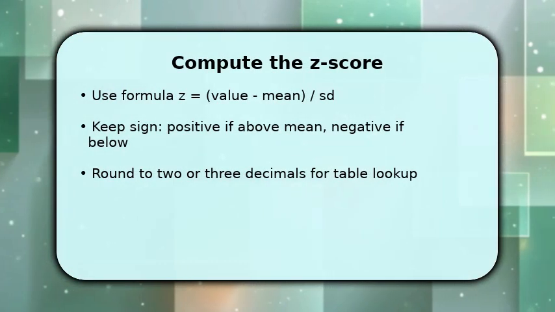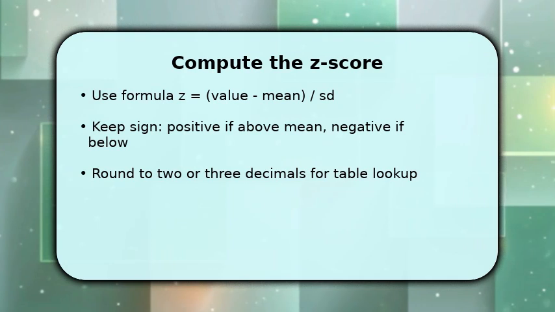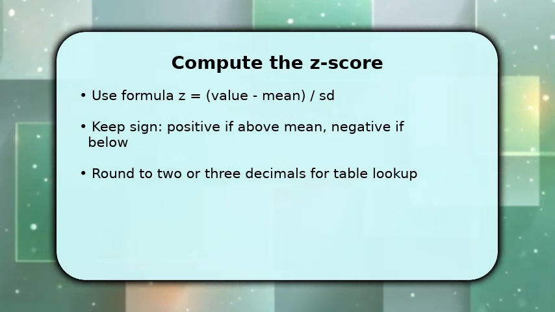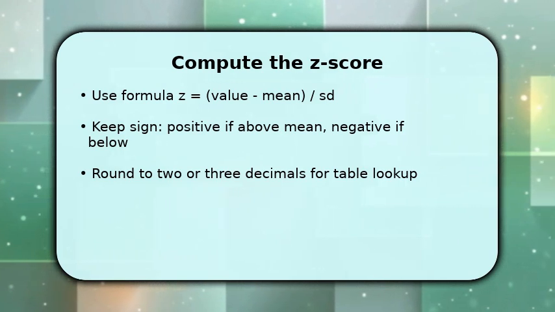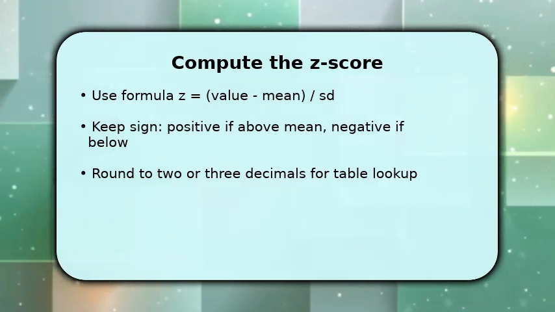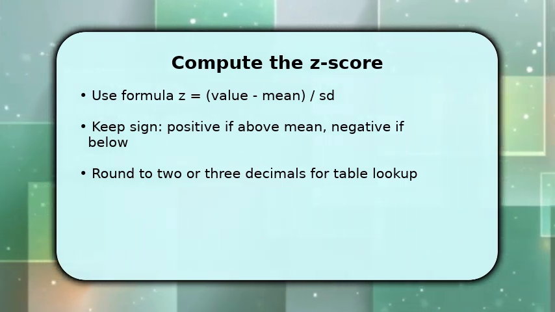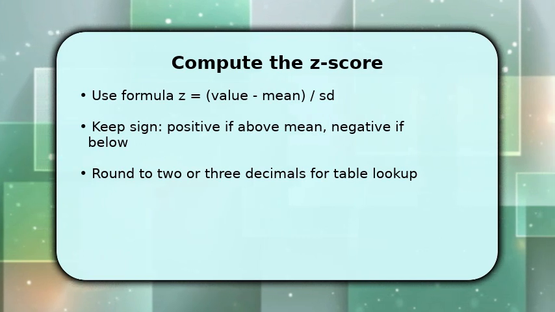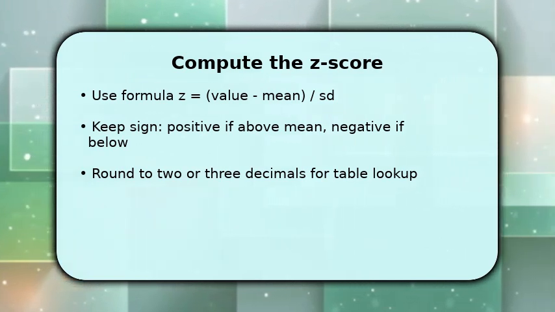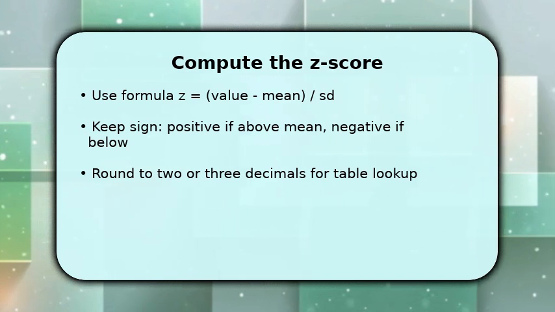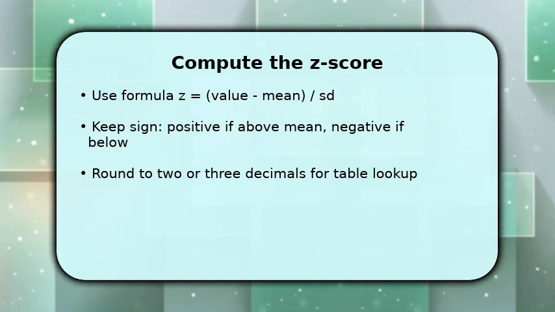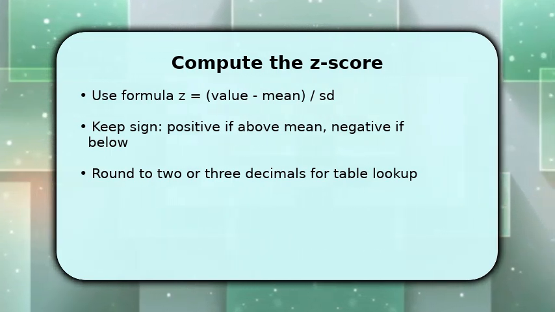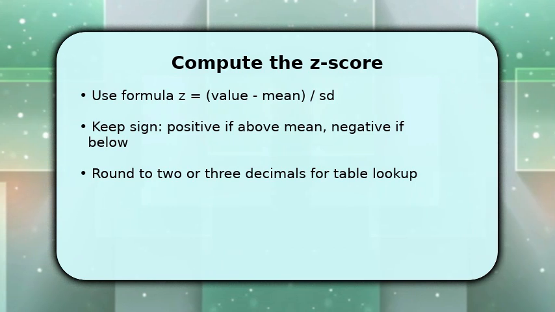Now compute Z using Z equals value minus mean divided by standard deviation. Do the arithmetic carefully. You must preserve the sign because positive Z means above the mean and negative means below. That affects which tail you read. If you have two values, compute two Z's for the lower and upper bounds. Round to 2 or 3 decimals for consistent lookup, but keep extra precision internally to avoid rounding error. After this, you're ready to convert Z to probability.